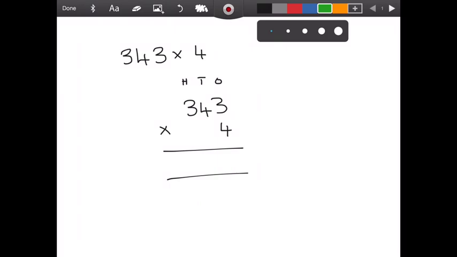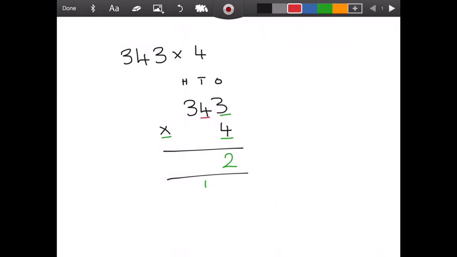We're going to start off by doing 3 times 4, which is 12. Carry the 1 and put the 2 in. On to the tens next. We'll do 4 times 4 is 16, add the 1 is 17. And finally the hundreds. 3 times 4 is 12, add the 1 is 13. 343 times 4 is 1372.